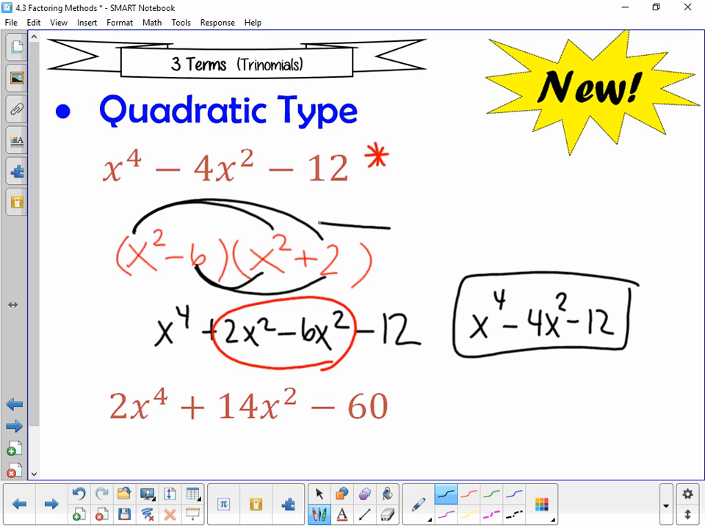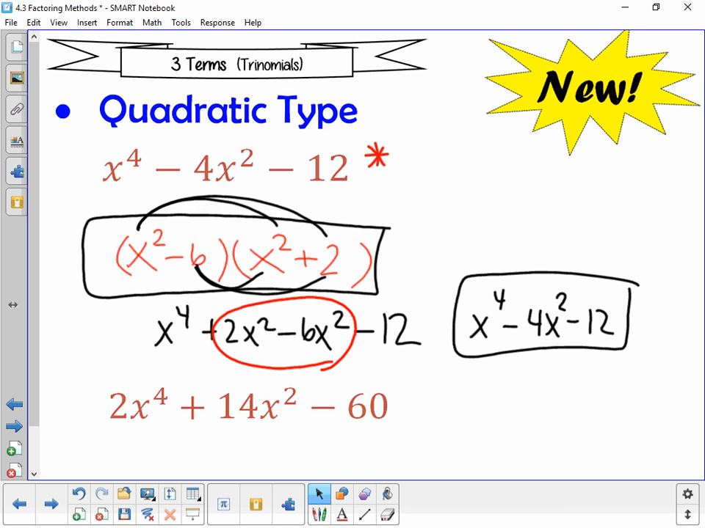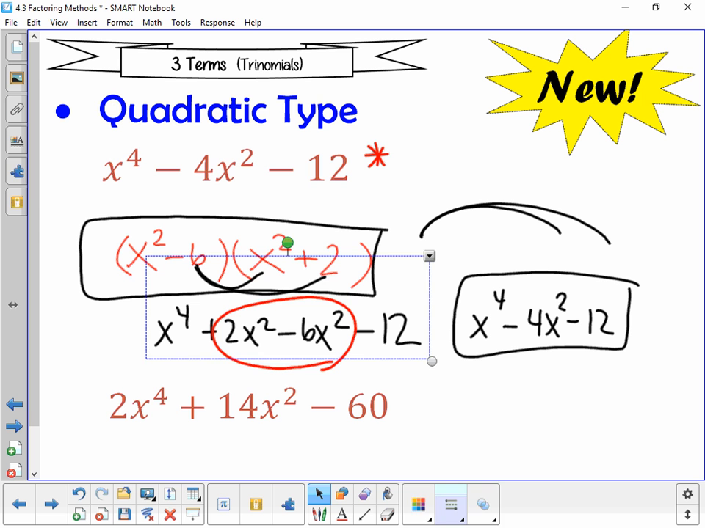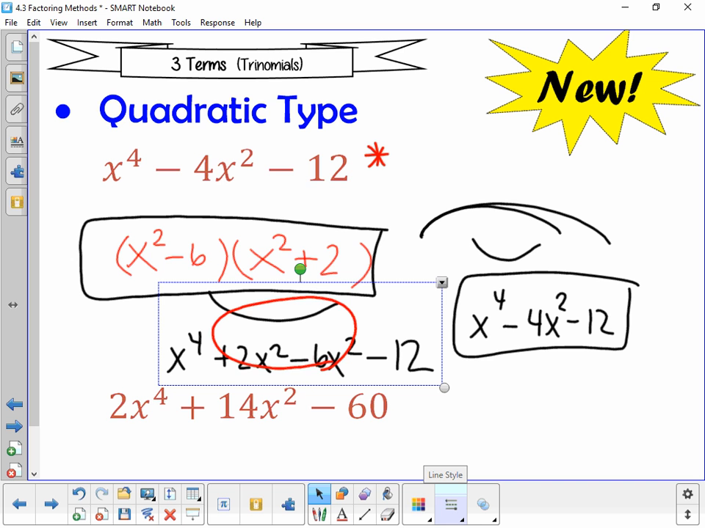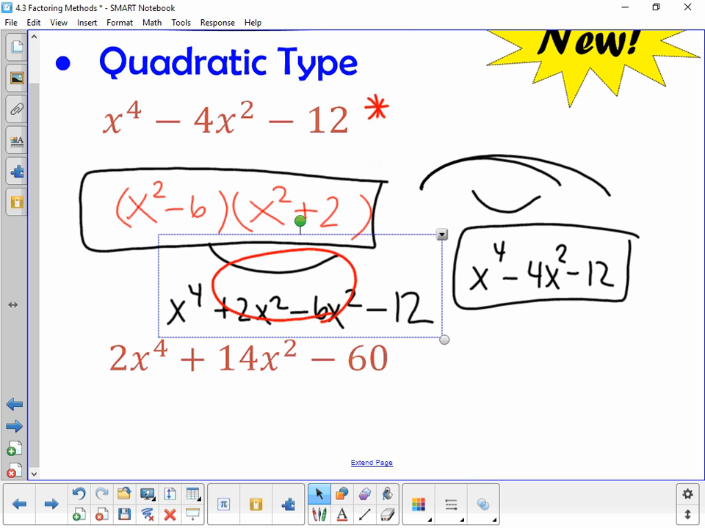So our factorization is x squared minus 6 times x squared plus 2. I'll get these out of the way so that they aren't blocking it. Oh, everything's coming. Okay, one more similar one.